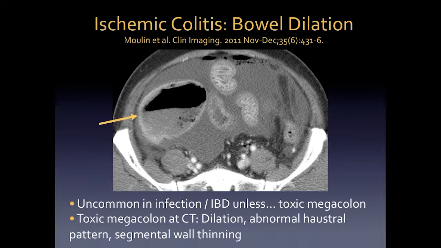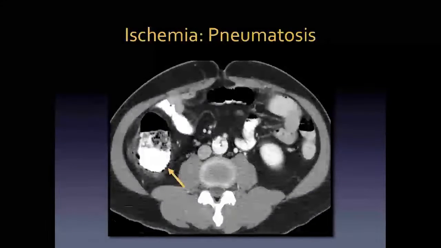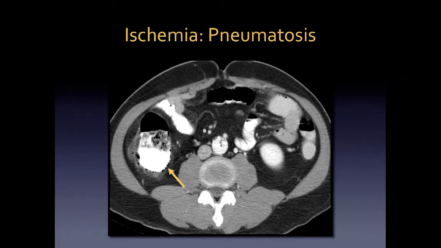This tends to be pretty uncommon in infection outside the circumstance of toxic megacolon, uncommon in IBD unless there's an associated stricture or something. So most of the time when you see bowel dilation, you want to be thinking about ischemia. And then pneumatosis. So this is certainly specific for ischemia when we see it. You just want to be confident that what you're looking at is actually pneumatosis.